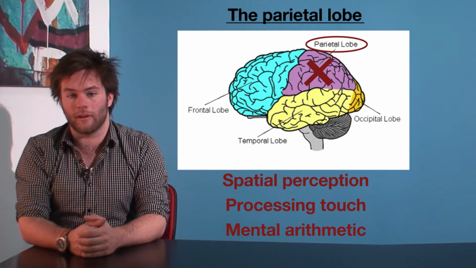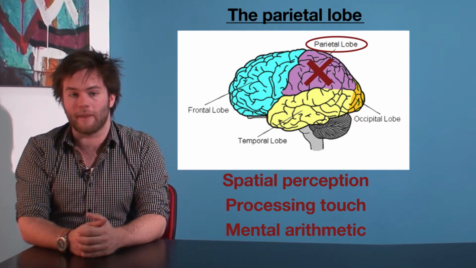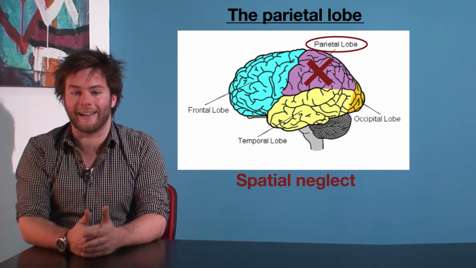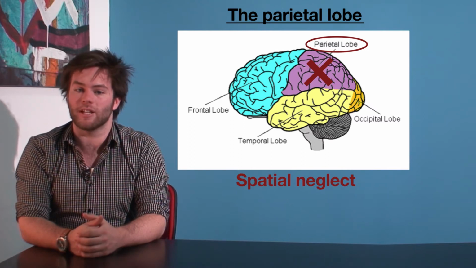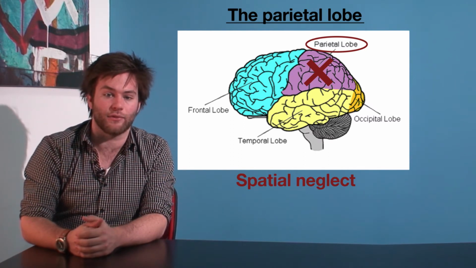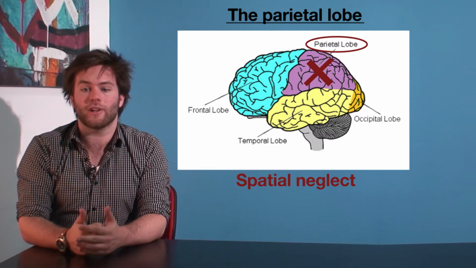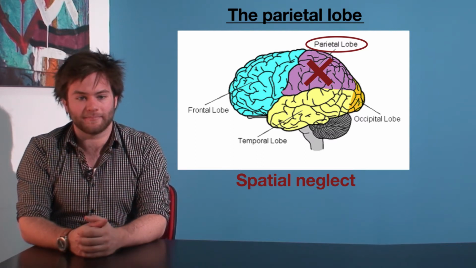Damage to the parietal lobe, usually the right parietal lobe, may result in a condition called spatial neglect, where affected individuals continuously ignore stimuli presented from one side of the body. But we will look into spatial neglect later in the course.